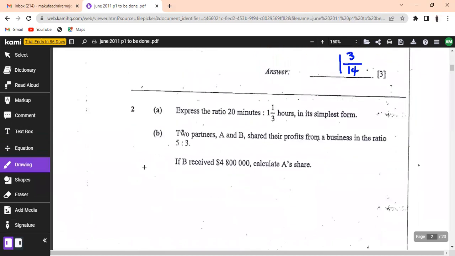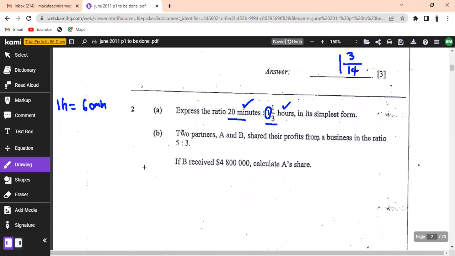Express the ratio 20 minutes to 1/3 hours in the simplest form. Here we are given the ratio of 20 minutes to 1/3 hours. Whenever we are working with ratio, these are minutes, so convert these hours to minutes, whereby we know that in an hour we've got 60 minutes.